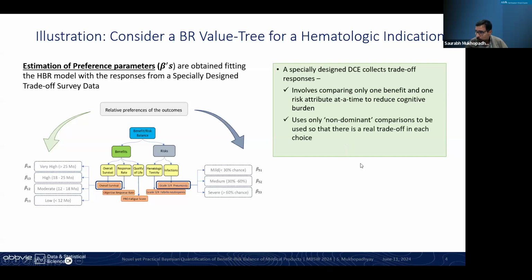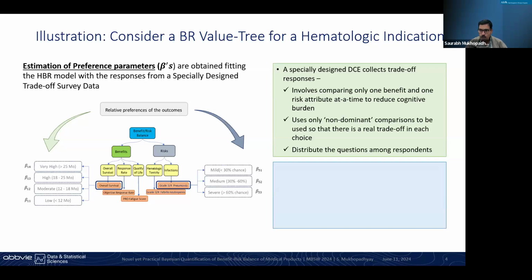This involves comparing only one benefit and one risk attribute at a time to reduce cognitive burden. We also use only the non-obvious choices, which we call non-dominant. That way we reduce the total number of questions we need to ask the responders. And then we employ the theory of random utility in order to come up with the overall estimate through the HBBR model.